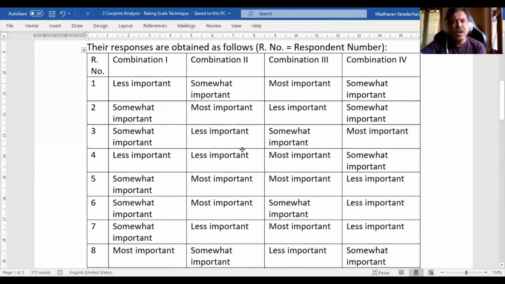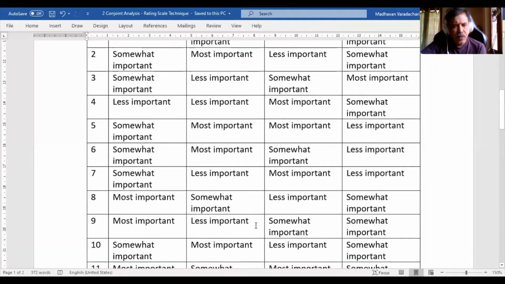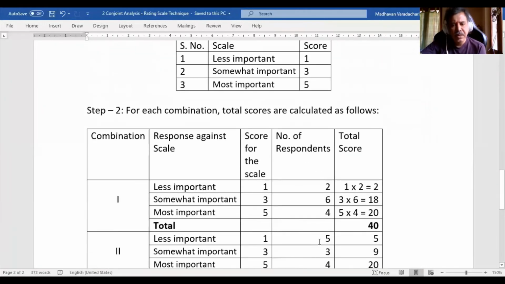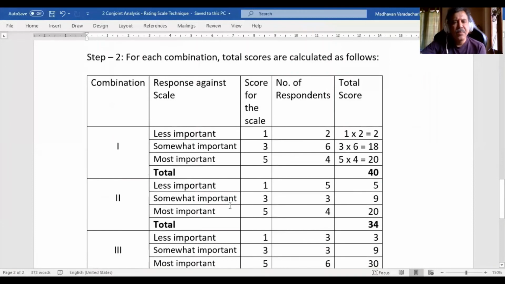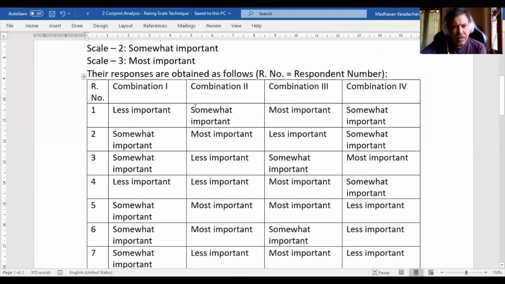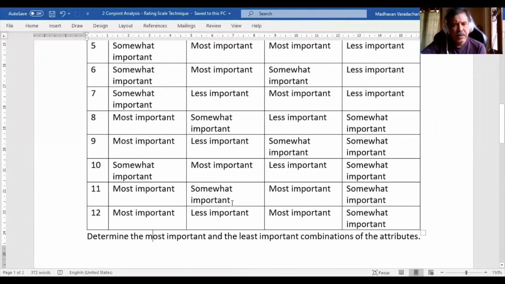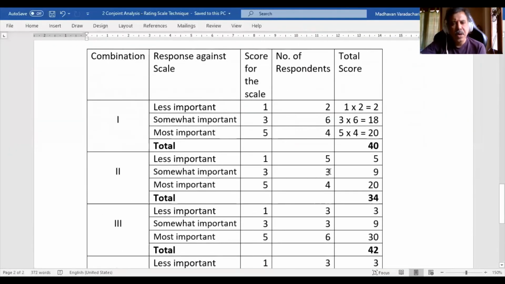Likewise, for each combination, we are going to do the counting for each of the scales. Less important in the second combination, one, two, three, four, five. So five people have done less important. That's what is written here. Then somewhat important for the second combination, one, two, three. So three people have done somewhat important. That means the total is eight, so the balance should be four only.